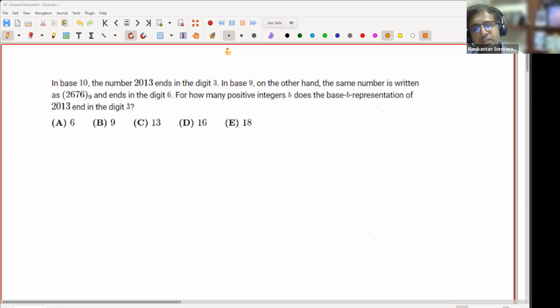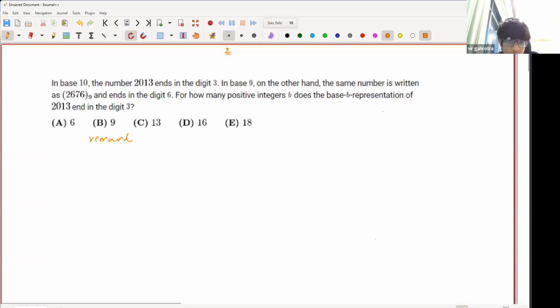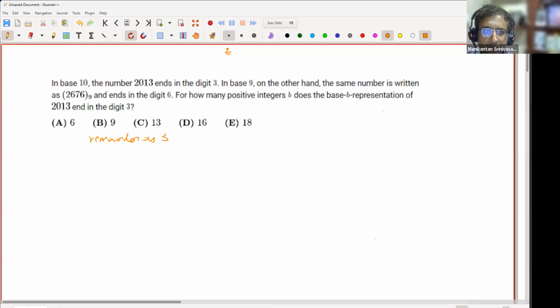Can you take us through the calculation? So basically, the remainder is 3. Then it must be 3 mod B, where B is a factor of 2010. Why should it be a factor of 2010? Because it's in base 10, right? Sorry, so any base. So 2013, the remainder is 3. So in any base, we must have a remainder of 3. Okay, can you go on after that?